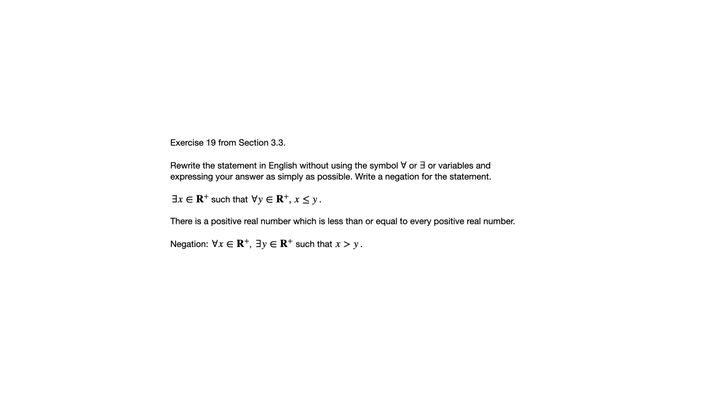In other words, that's saying that for any positive real number you pick, you can always find one that's smaller than the one that you picked. That makes sense as a negation, because remember we said the other one was saying that there's a smallest positive real number. And so the negation is saying, no, any time you take a positive real number, you can find one that's smaller. So that's exercise 19.